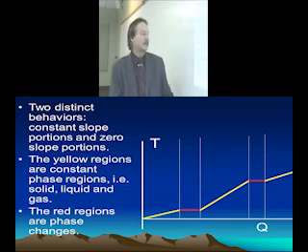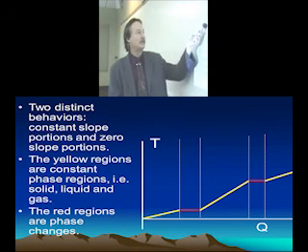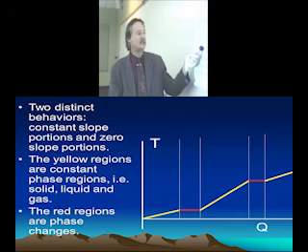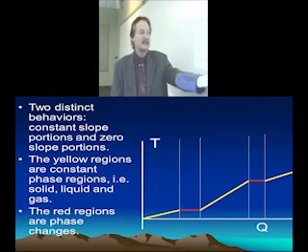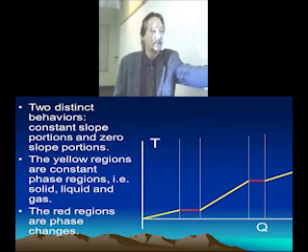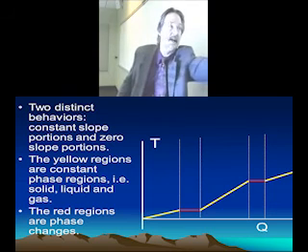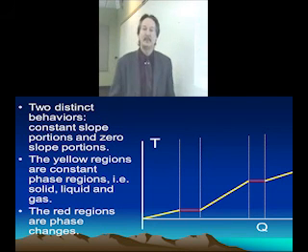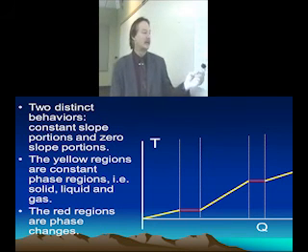Okay? So we have yellow regions here that represent regions in which the phases are constant: solid, liquid, and gas. And then we have the plateau regions in which the phases are changing.